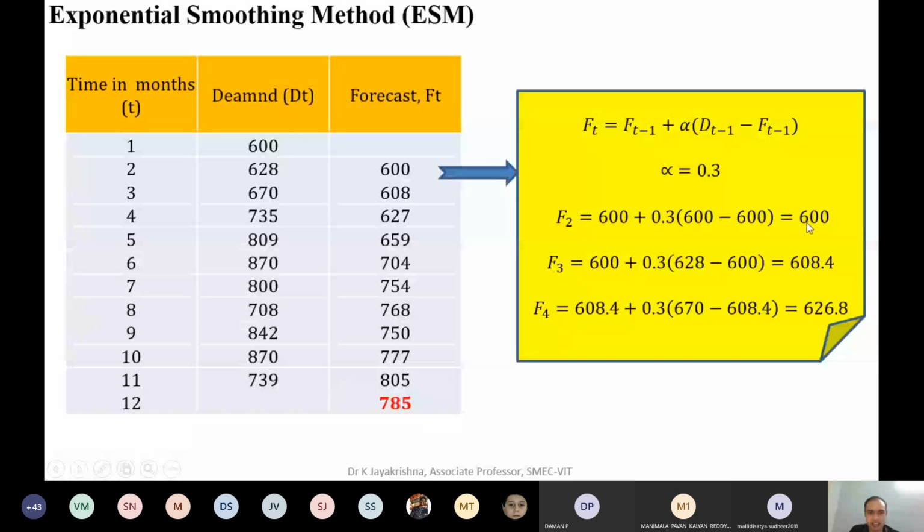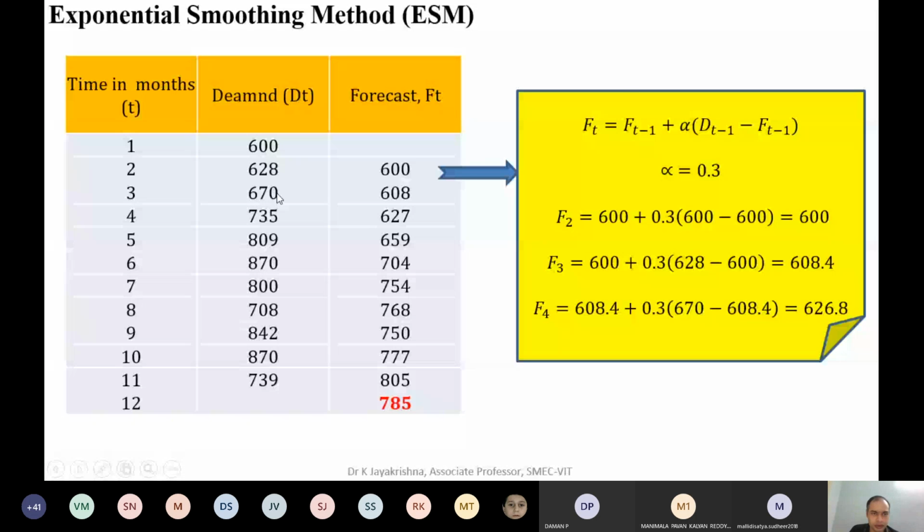But in the next case, the actual demand is 628. The forecasted demand is 600. So for the next case, the forecasted demand is 600, the actual demand is 628. That's why 600 plus 0.3 into 628 minus 600, which is giving you 608.4. Okay. So next is again for this value. Here the forecasted demand will be 608 and the actual demand will be 670.